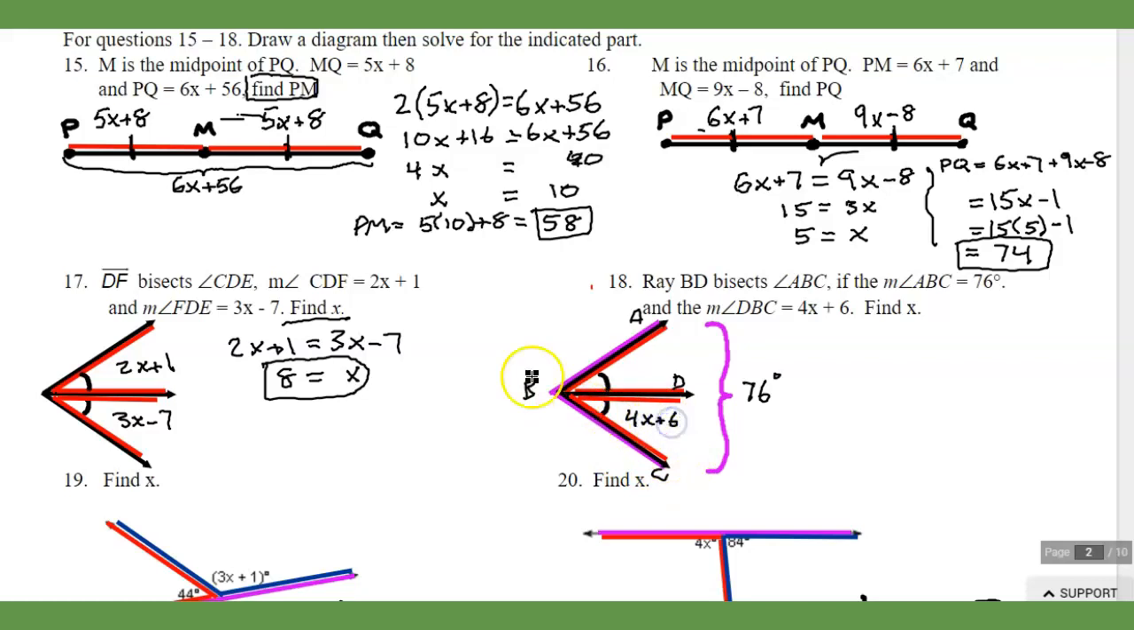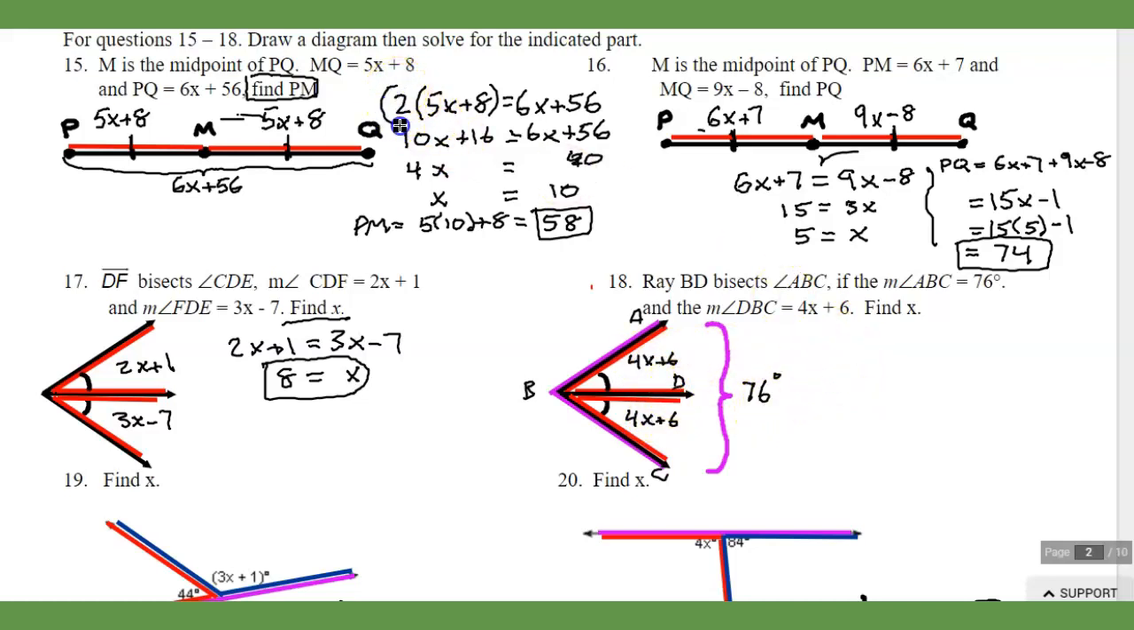Okay. Now, much like over here, they did not give us what PM equals, but we knew it's the same thing because this is the midpoint. This is the same as this because it's the same angle. So this is also 4x plus 6. And like we did before, these two smaller angles will add up to the large angle.